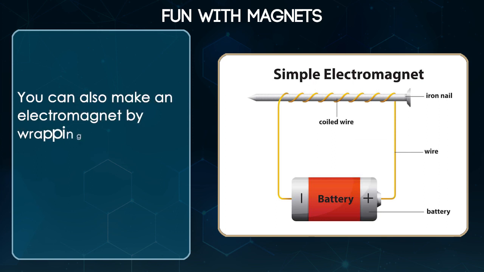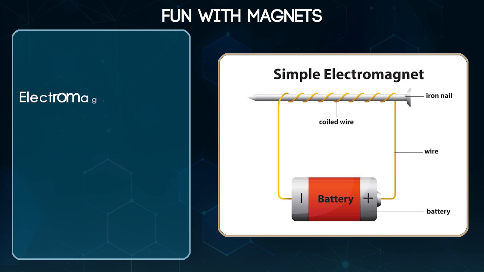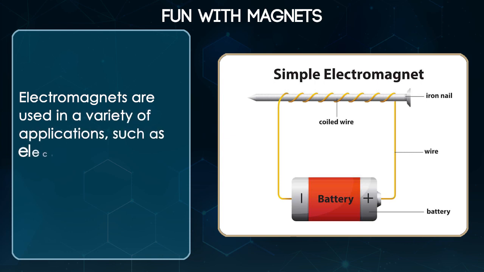You can also make an electromagnet by wrapping a wire around a piece of iron and passing an electric current through the wire. Electromagnets are used in a variety of applications such as electric motors and MRI machines.